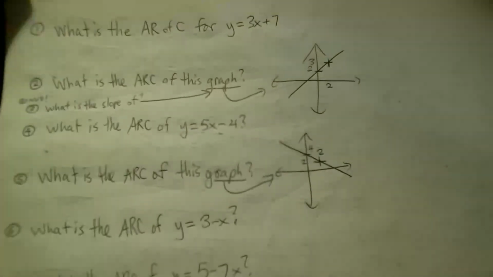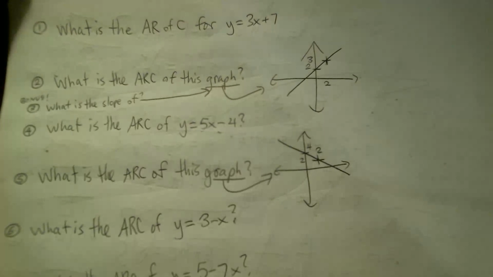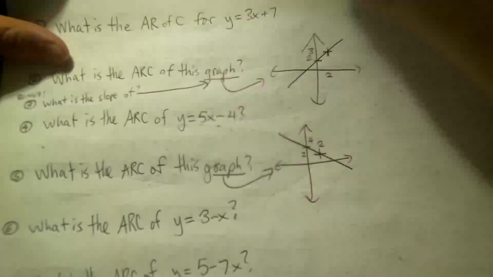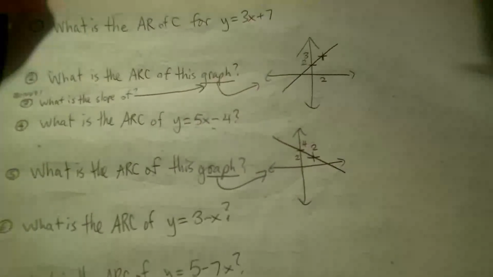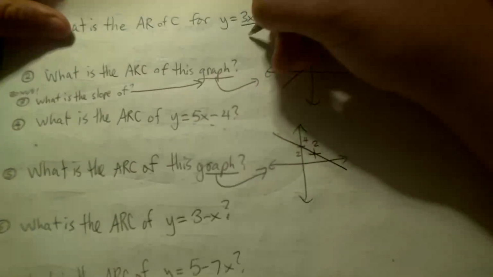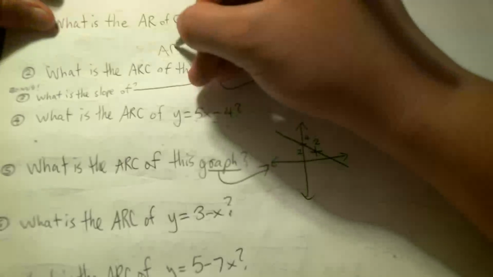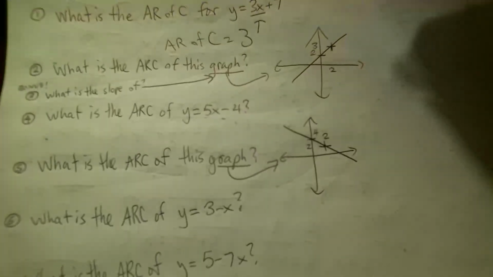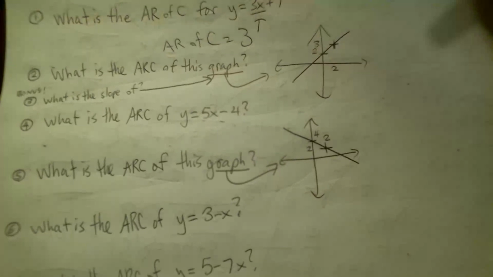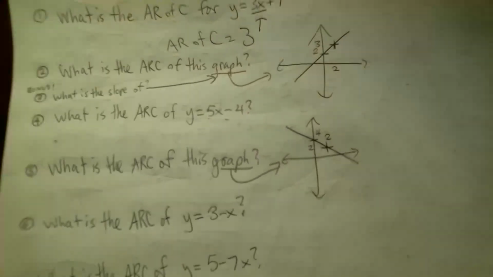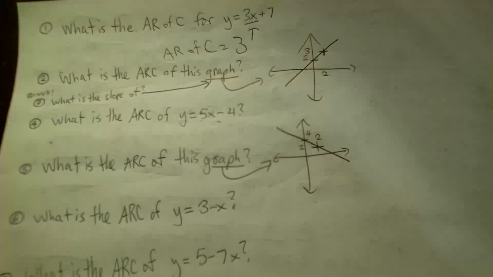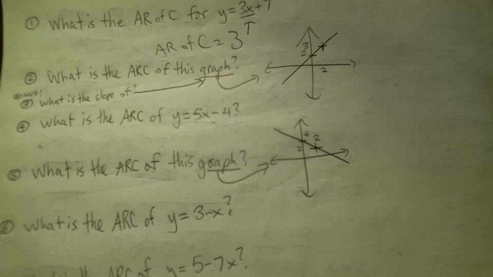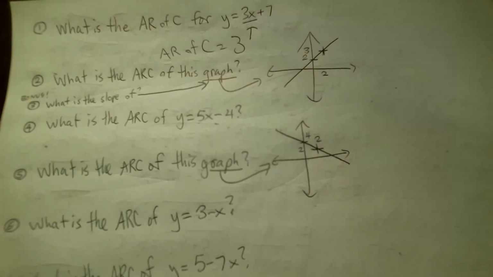For the first one, it asks, what is the average rate of change for y equals 3x plus 7? Here we will have to find the slope of y equals 3x plus 7, which in this case is 3. So that would be the average rate of change. Alright, let's do the next one. This one asks, what is the average rate of change of this graph here? The y-intercept for this graph is 2, and the point we are given is 2, 3. So we would have to find the slope of this graph using those 2 points.